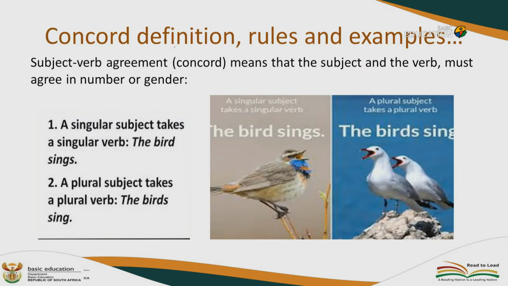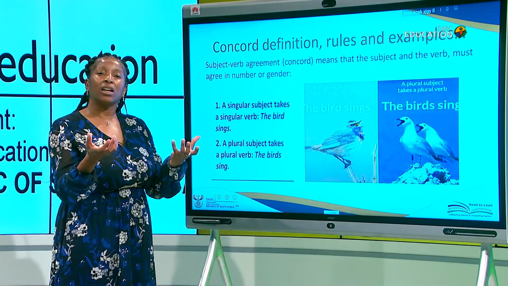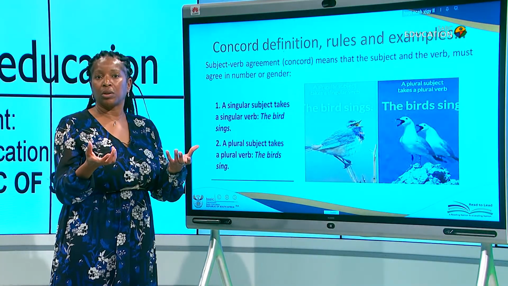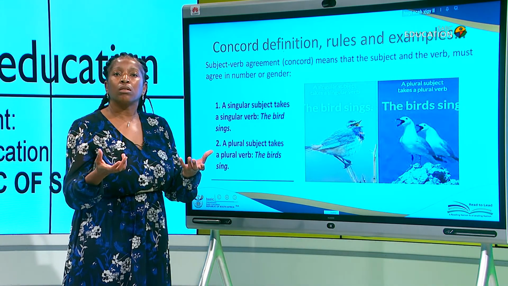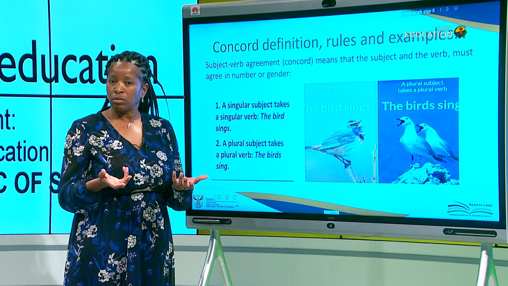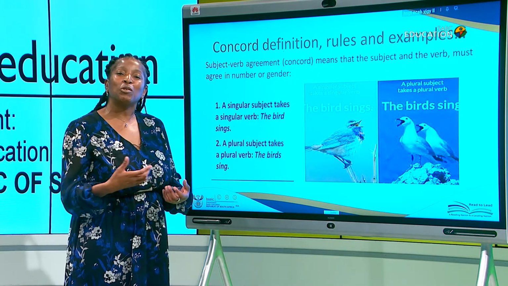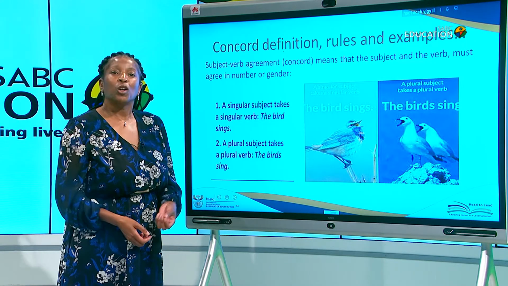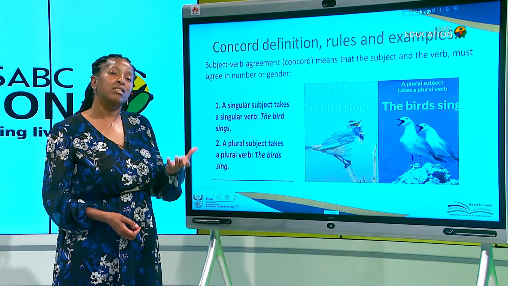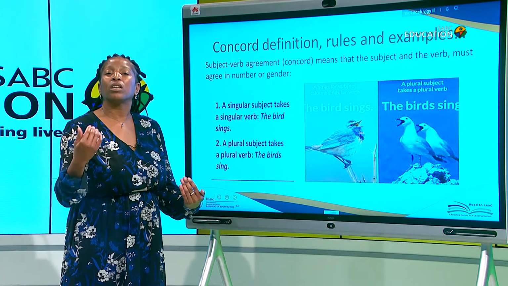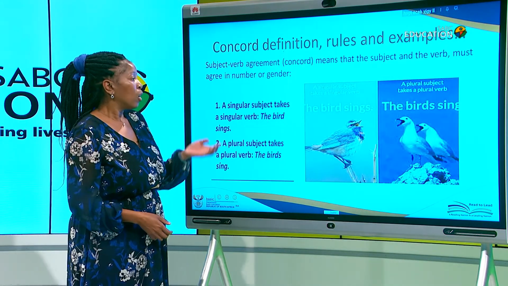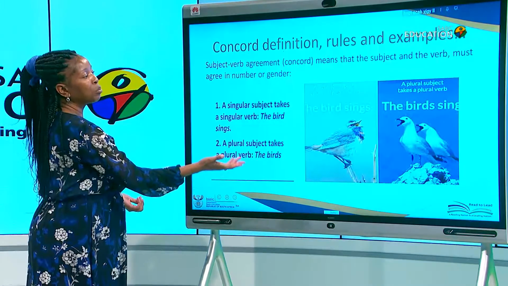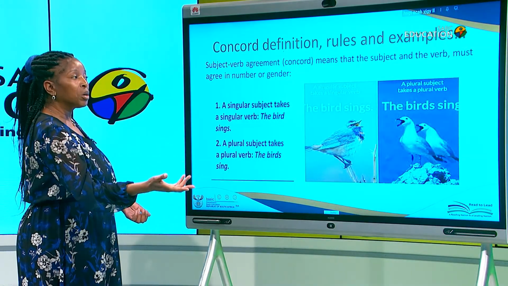Lastly, we have concord. We call concord subject-verb agreement. Normally, when we speak in English, our subject as well as our verb must agree. So I cannot come to you and say, I loves you. It doesn't make sense. I'm supposed to say, I love you. So I check my subject, is it in singular or is it in plural? Therefore, it has to agree with the verb. We have an example here. We have one bird and we have two birds.